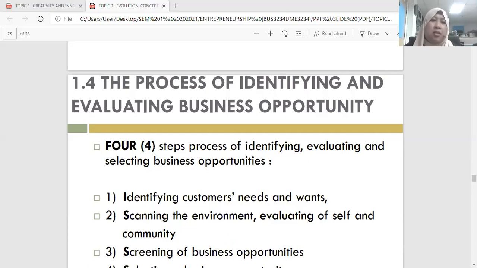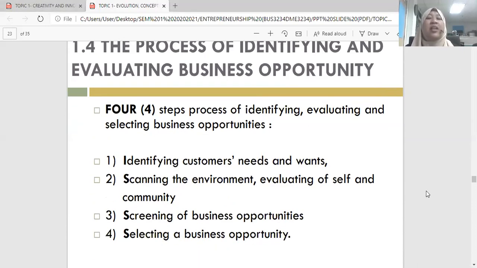So every single thing that happens, there must be a wisdom. Setiap sesuatu yang berlaku tu selalunya ada hikmahnya. Jadi setiap masalah atau ujian yang berlaku, kerana ujian itu sendiri adalah rahmat. Okay. So we have four steps in the process of identifying, evaluating, and selecting business opportunity.